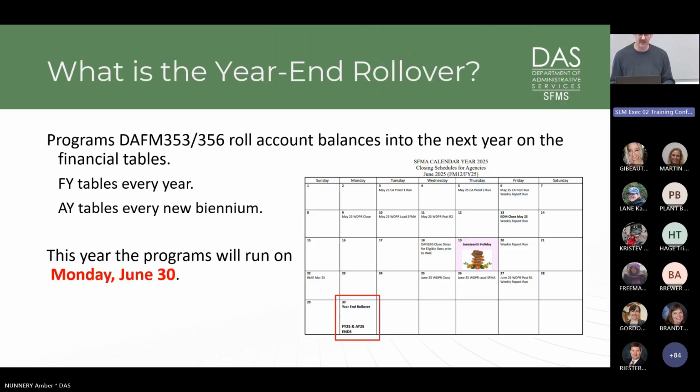I'm going to talk about the year-end financial roll job. SFMA has two programs, DAFM 353 and 356, that roll account balances for select financial tables to the next year or 2 years. These programs run for 5 fiscal year tables every year and for 5 operation year tables each biennium. Programs are scheduled to run on the last business day of June. This year, that will be Monday, June 30th.